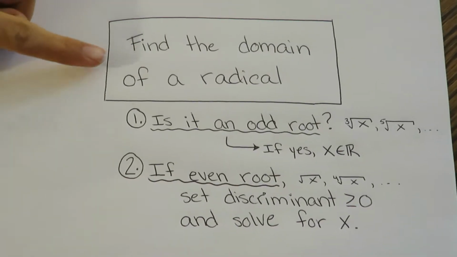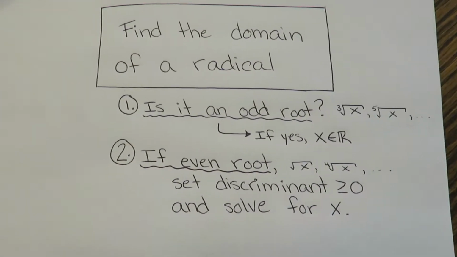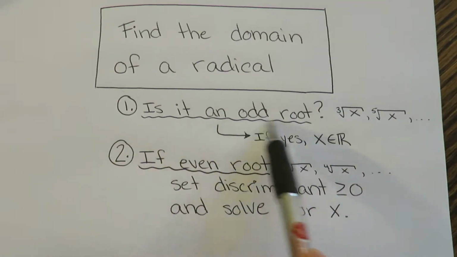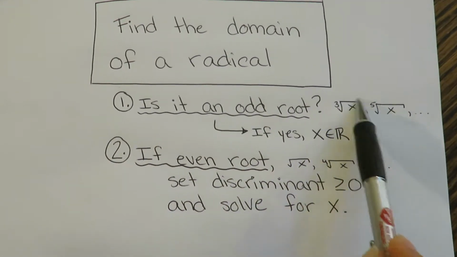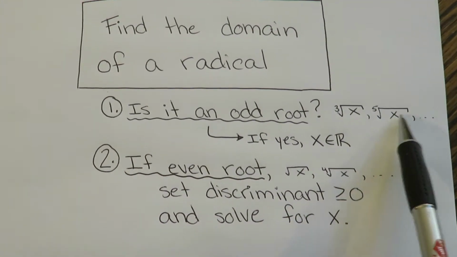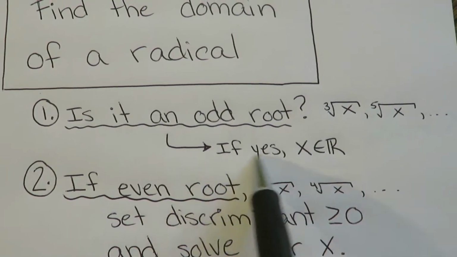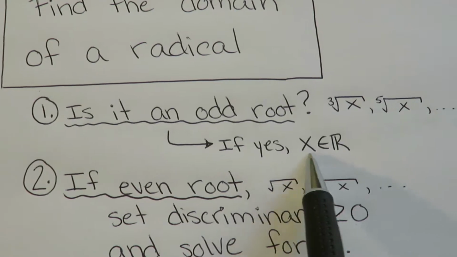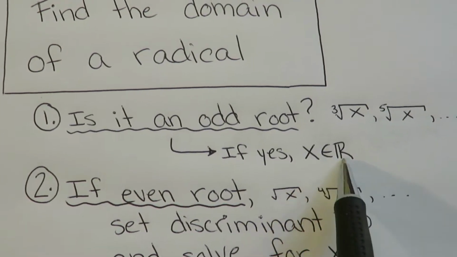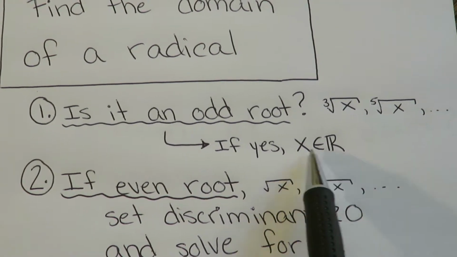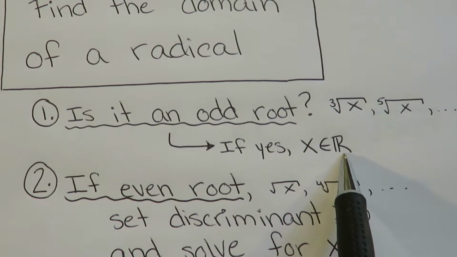When you're finding the domain of a radical, the first thing you want to ask yourself is, is this an odd root? So that's if it's a cubed root or a fifth root or any root where the little index here is an odd number. If it is an odd root, then right away your domain is going to be that x, or our input, can be anything we want. So x is in the real numbers.